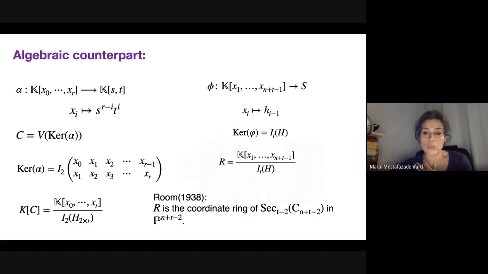N plus T minus 2. So, for example, the first secant variety comes from all the 3 by 3 minors of Hankel matrices of size T by N. And when you're talking about the second secant variety, it is coming from all of the 4 by 4 minors of the Hankel matrices. And we can go ahead in this sense.